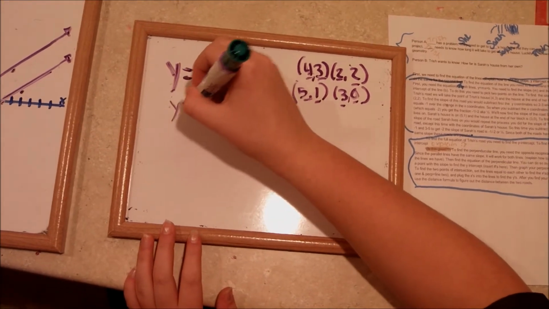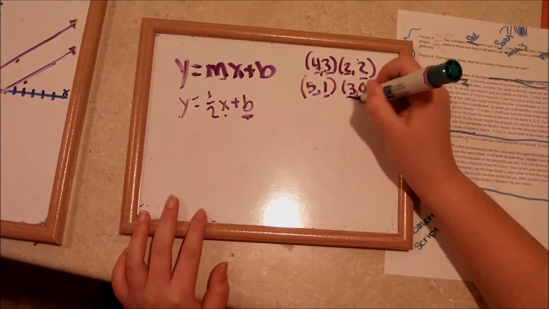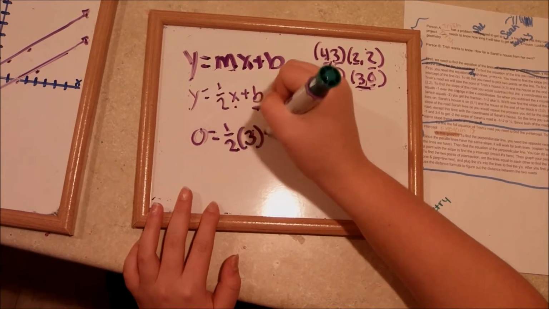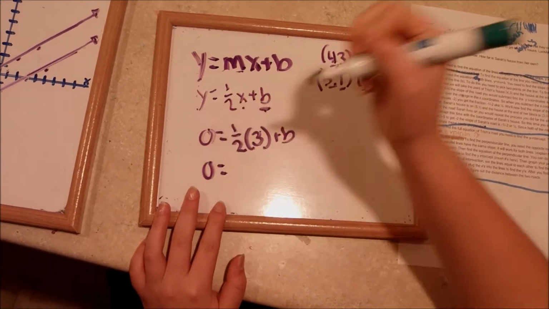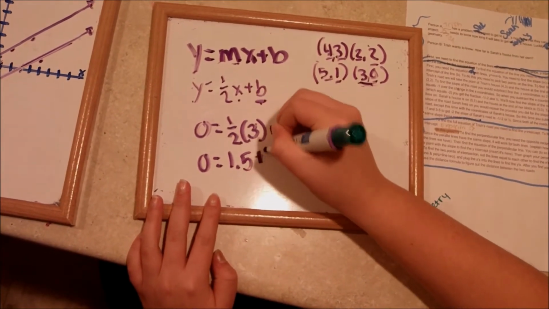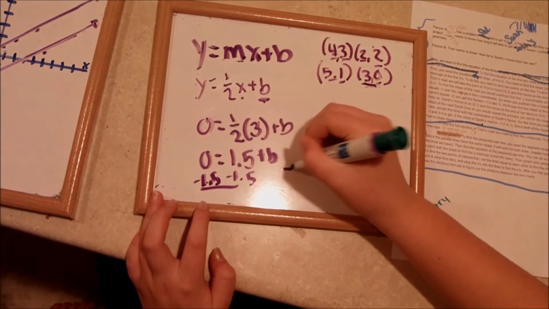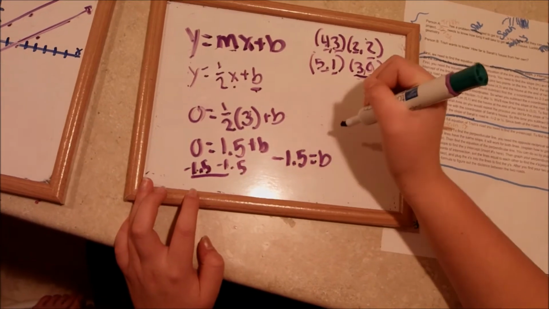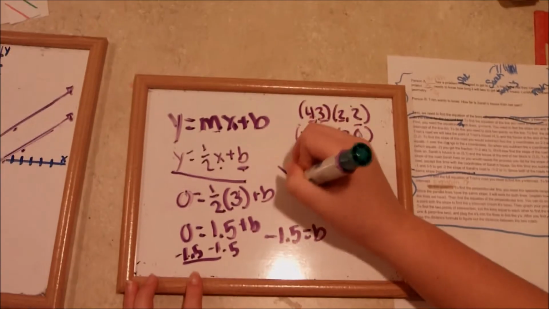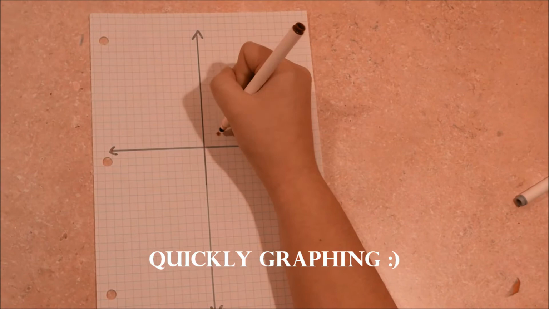Now, to find the full equation of Sarah's road, we're going to find the y-intercept. Like when we found the equation of Trish's road, we must plug in the coordinates of Sarah's house for the x and y, and then plug in the slope. So your equation is 0 equals 1/2 times 3 plus b. When you solve for b, you get negative 1.5 equals b. Therefore, the equation for Sarah's road is y equals 1/2 x minus 1.5.